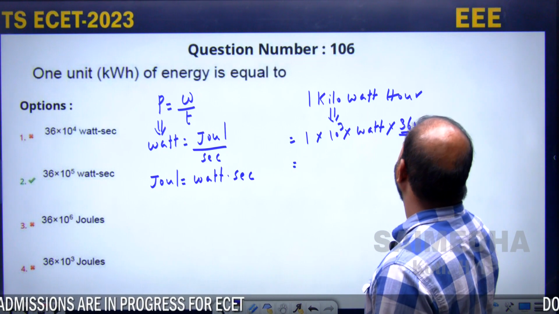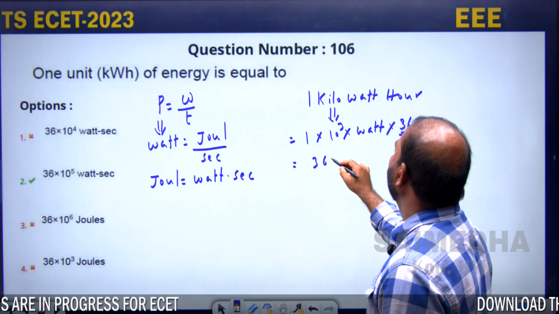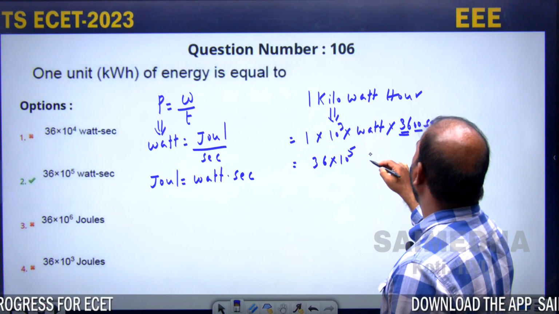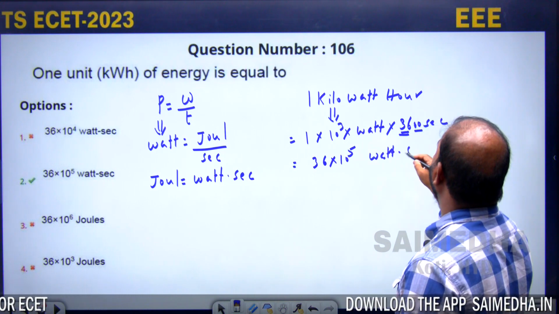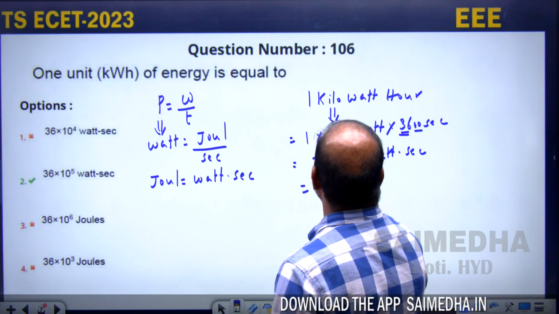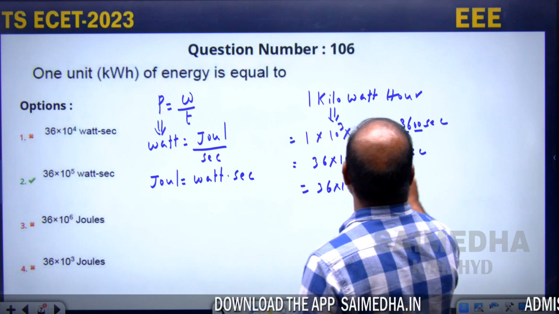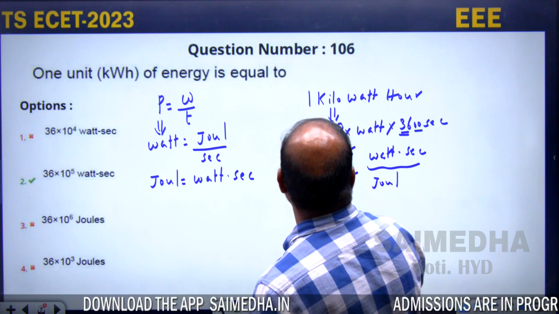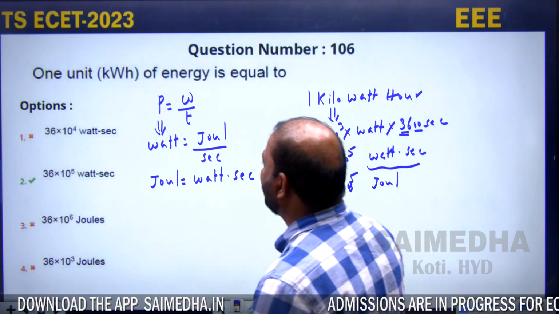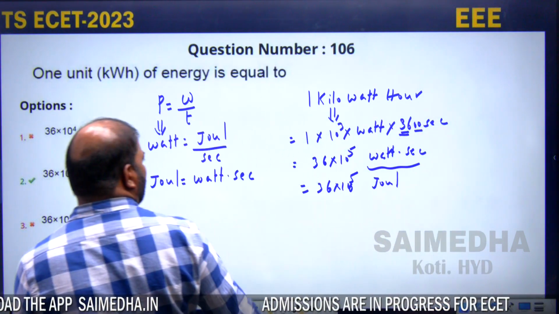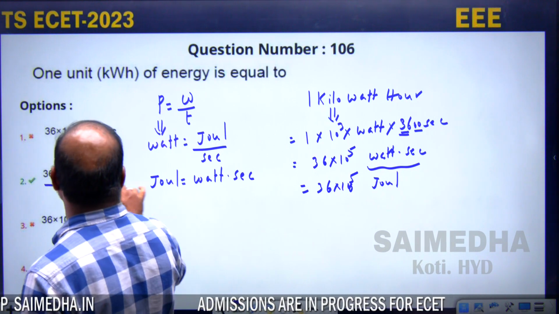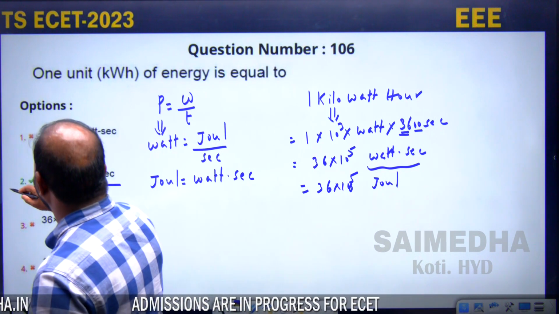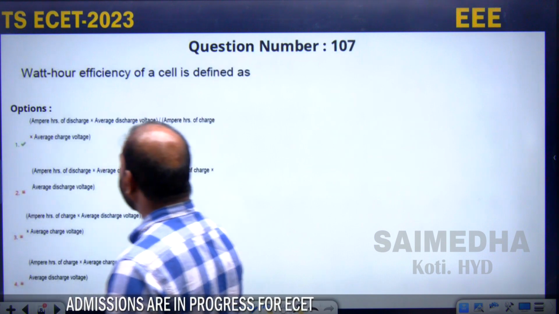And what about the numeral remaining here? 36. So 36 into 10 power 5 watt second. Watt second means what? Joule. Watt second clearly means joule. So 1 kilowatt hour is equal to 36 into 10 power 5 watt seconds, joule. Clearly mentioned 36 into 10 power 5 watt seconds. Option 2 is the right answer.